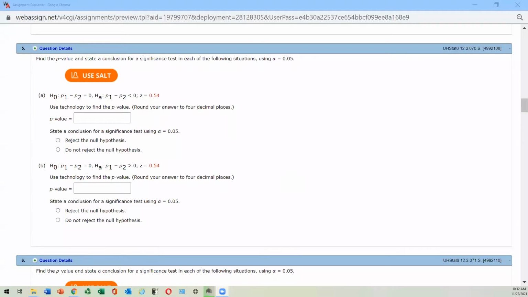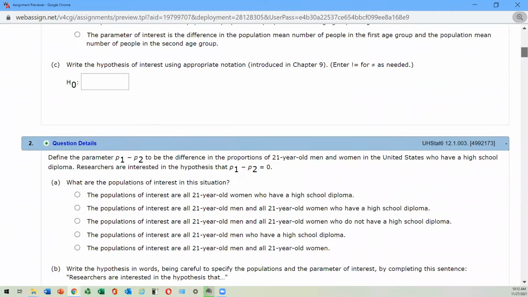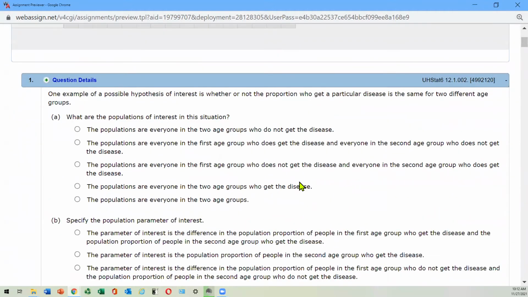Okay, what we're going to do now is look at some homework questions and see what they look like. Let's see. Okay, let's make this a little bit bigger. And we'll start at the top. Okay, no answers.